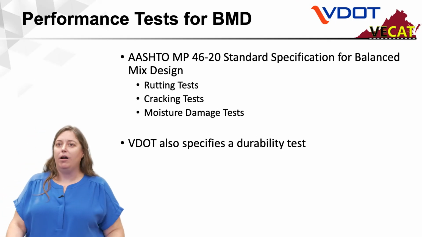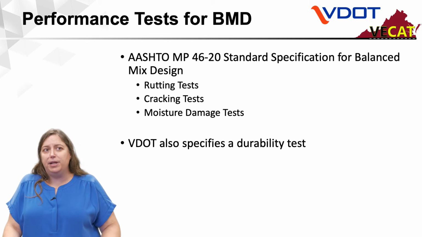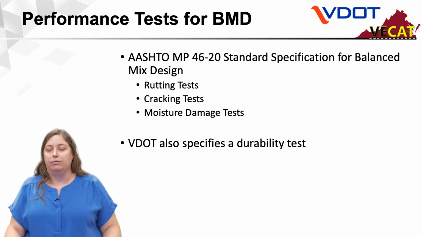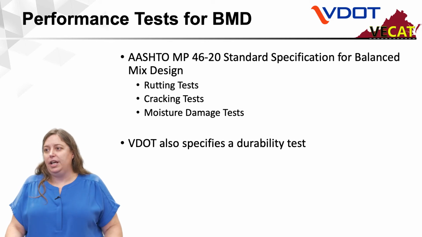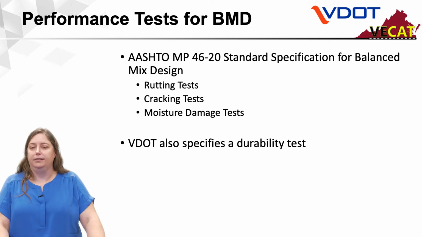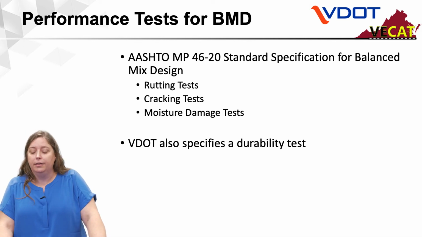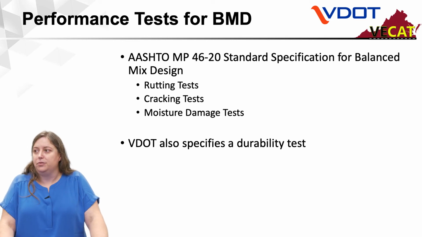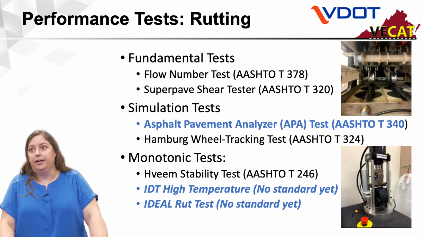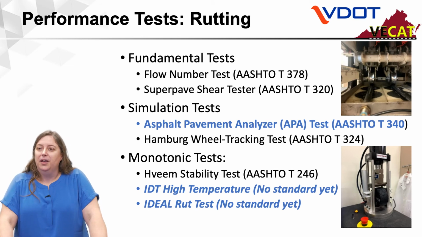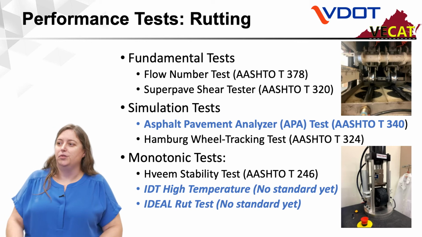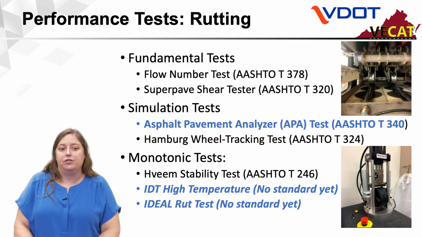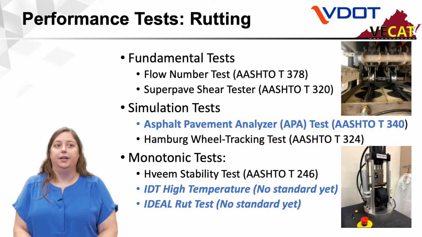Performance testing, the heart of balanced mix design. AASHTO MP 46-20 is the new standard specification for balanced mix design. This specification basically goes through and offers all of the tests that have been most recently considered for use in balanced mix design. In addition to some of the tests, rutting, cracking, and moisture damage that are in this specification, we also specify a durability test in Virginia that we'll talk about as well in a minute. First off, rutting. When SuperPave came along, we seem to have solved our rutting issues to a large extent. As you know, cracking is probably our most pressing issue these days.